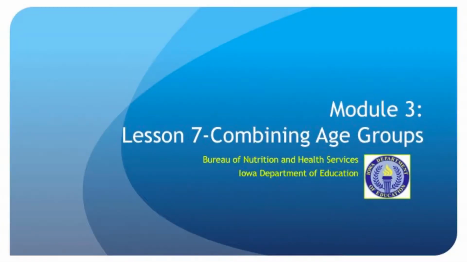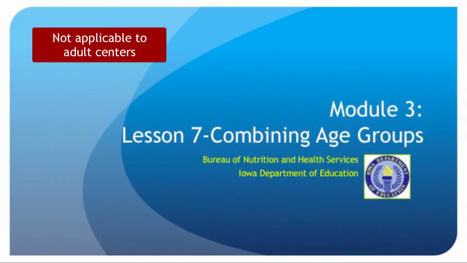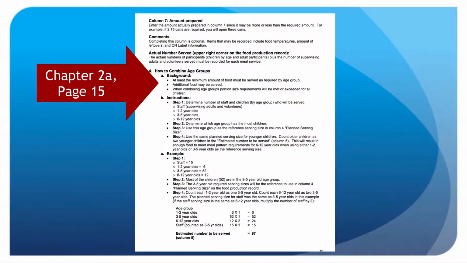Welcome to Module 3, Lesson 7. This lesson will describe how to combine age groups on the food production record. This lesson is not applicable to adult centers. The information may be found in Chapter 2A of the CACFP Manual.